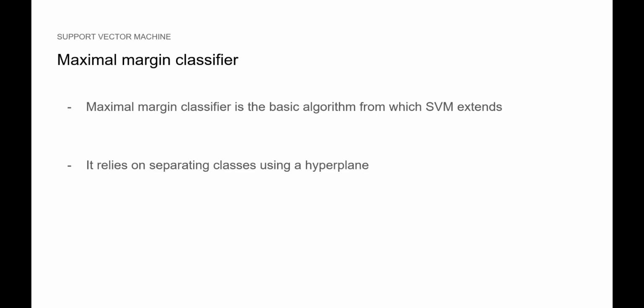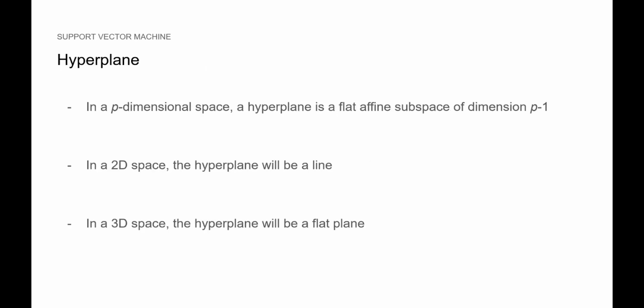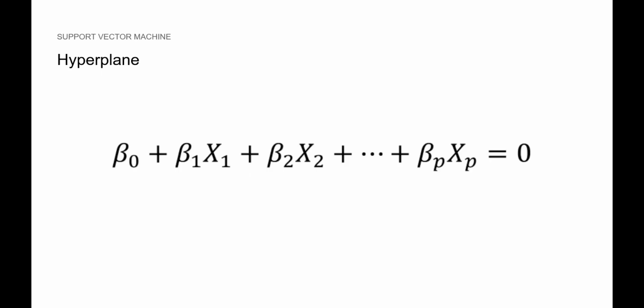It relies on separating different classes using a hyperplane. In a p-dimensional space, a hyperplane is defined as a flat, affine subspace of dimension p-1. Therefore, in a 2D space, the hyperplane would be a line, and in a 3D space, the hyperplane would be a flat plane. The equation for a hyperplane is defined like this, where p is the number of dimensions.